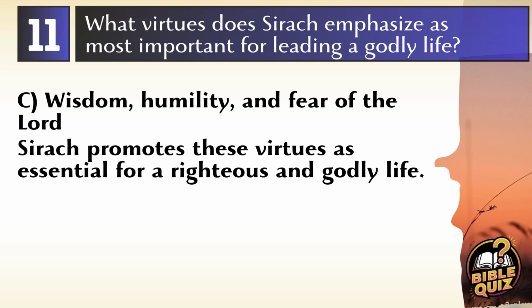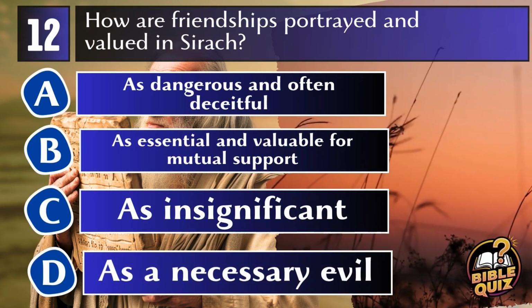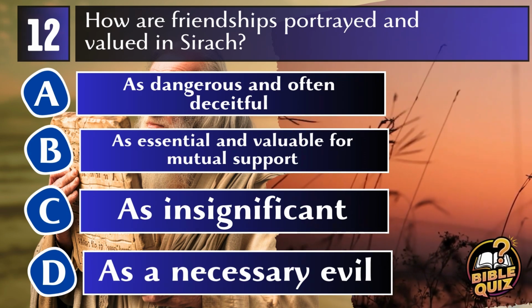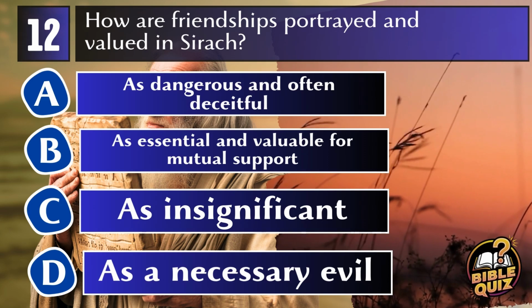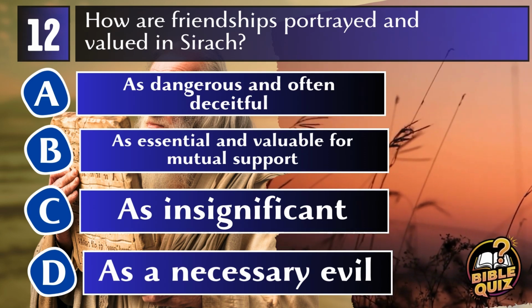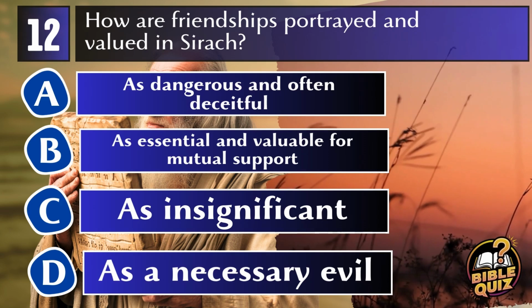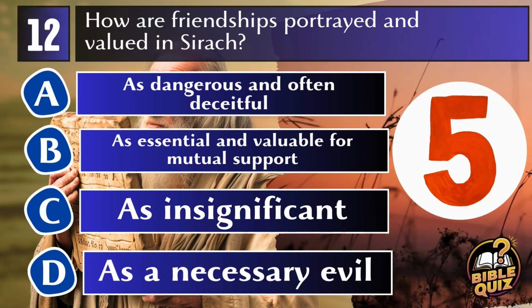Sirach 1:1-30. Question 12. How are friendships portrayed and valued in Sirach? A. As dangerous and often deceitful. B. As essential and valuable for mutual support. C. As insignificant. D. As a necessary evil.